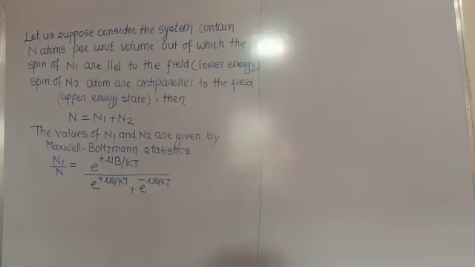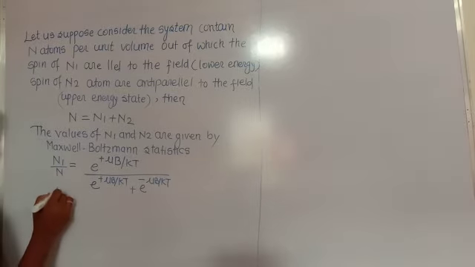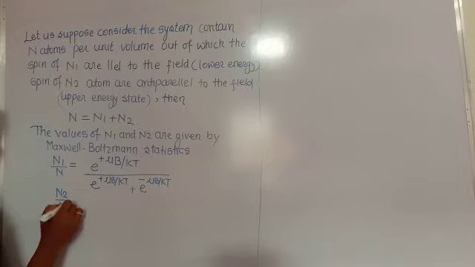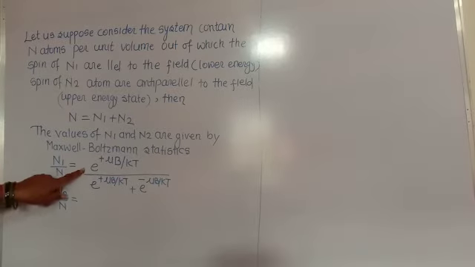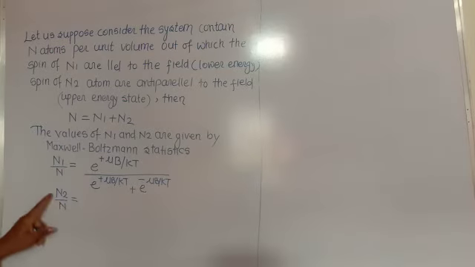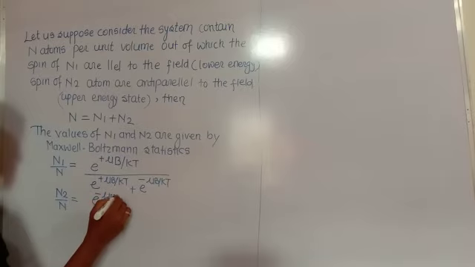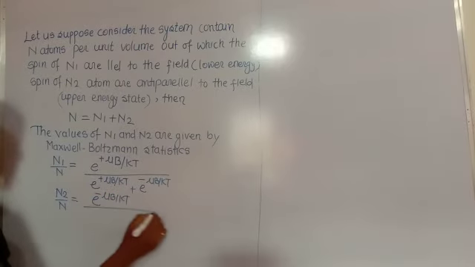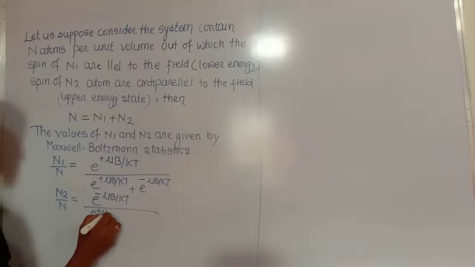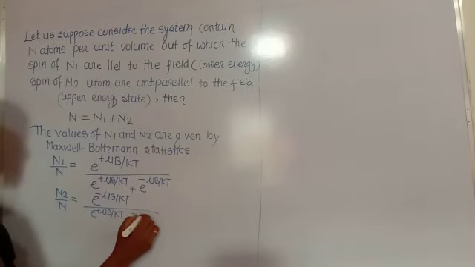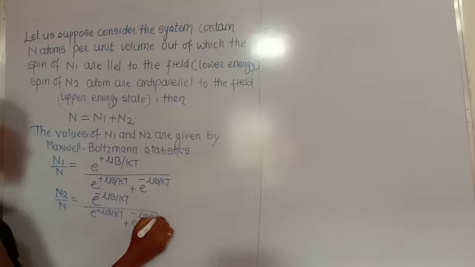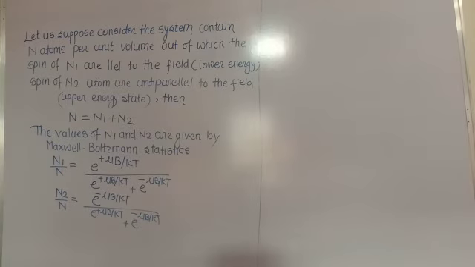So this is the value of n1, and n2 by n has the value e to the power minus mu_B B by kT divided by e to the power plus mu_B B by kT plus e to the power minus mu_B B by kT. So these are the two values for n1 and n2.